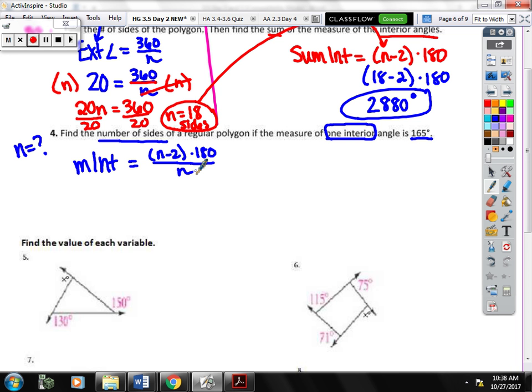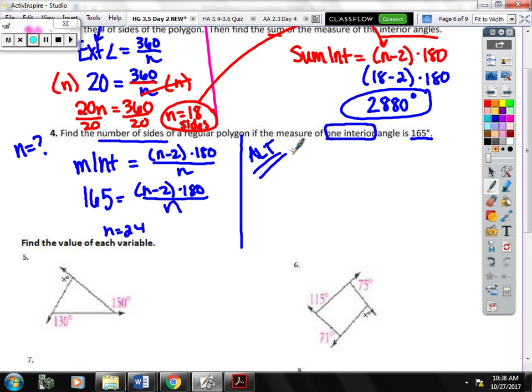We would plug 165 in. We actually did this problem in our notes yesterday. So I'm not going to solve it this way. I'm going to write it down in our notes. I'm going to show you how you get n equals 24. But then I'm going to show you an alternate method. Okay.